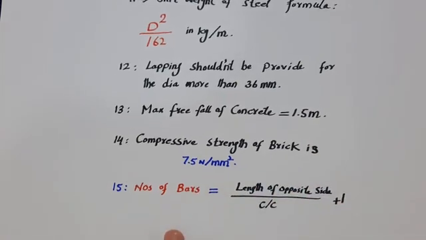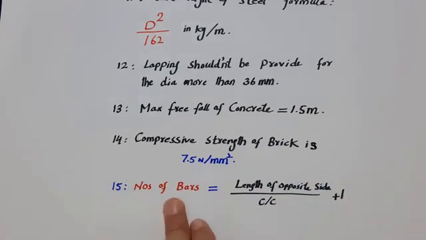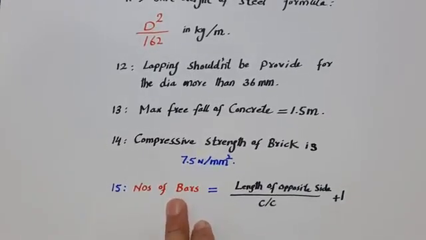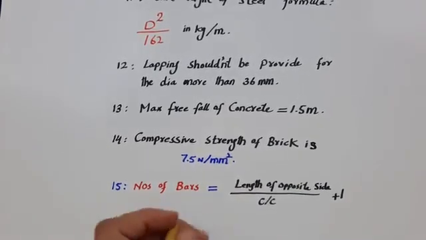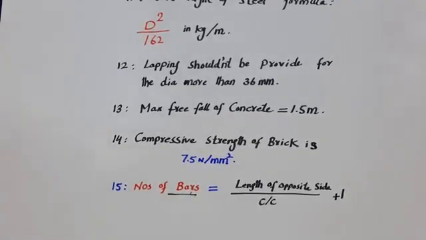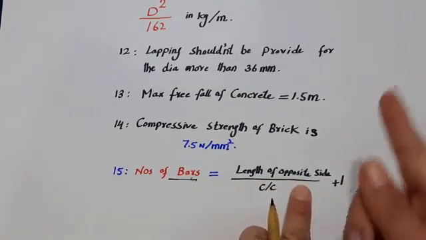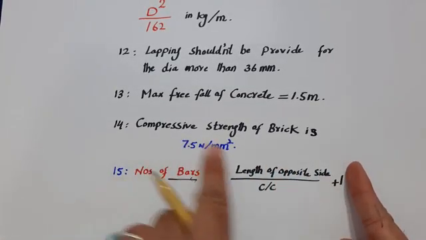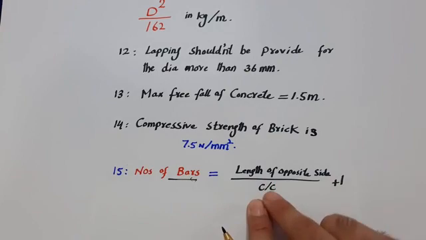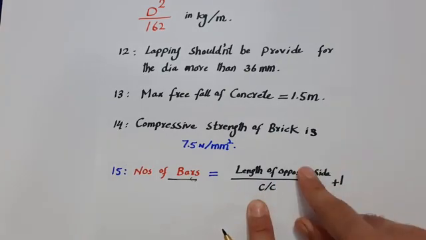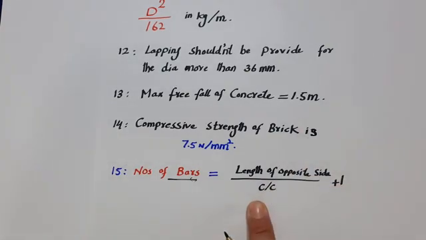Guys, the last one is number of bars. So how can you find the number of bars? In a slab, for example, the number of bars is the length of the opposite side divided by spacing C/C, plus 1. Then you can find the total number of steel rods in the slab.